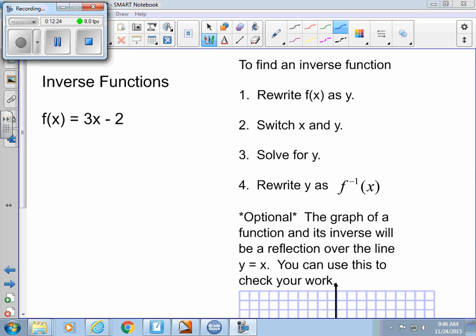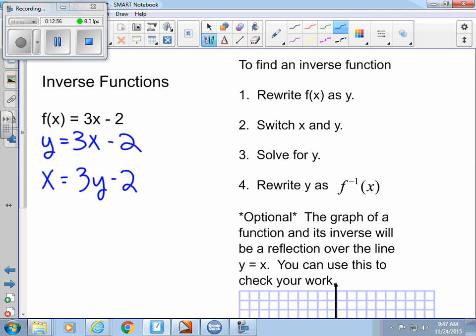Okay, so step one, to find an inverse: rewrite f of x as y. It makes it easier to see how to switch x and y. Step two: switch the x and y. So instead of y equals 3x minus 2, I'm going to have x equals 3y minus 2.